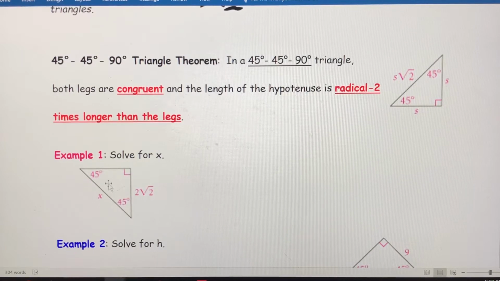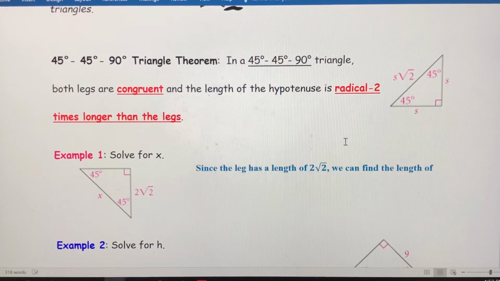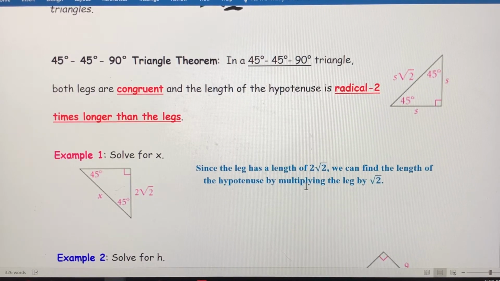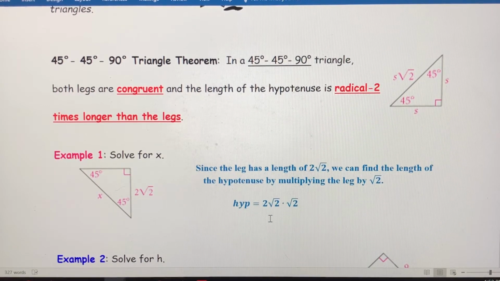So let's look at this 45, 45, 90 right triangle. This leg is 2 radical 2. That means this leg has to be 2 radical 2. So since the leg has a length of 2 radical 2, we can find the length of the hypotenuse by multiplying that value by radical 2, just like the ratios up here tell us to. So we multiply 2 radical 2 times radical 2 to get the hypotenuse. We know when we multiply a radical by itself, we get the value that's underneath there, that radicand. So we've got 2 times 2, which is 4. So if the legs are 2 radical 2, the hypotenuse has to be 4 units long.